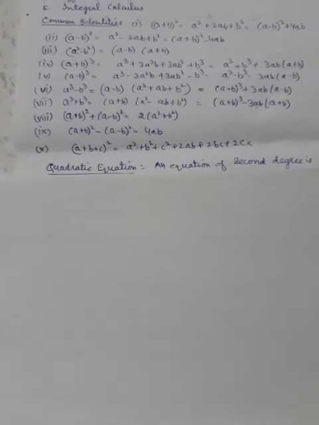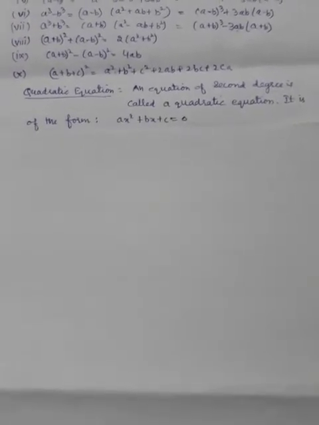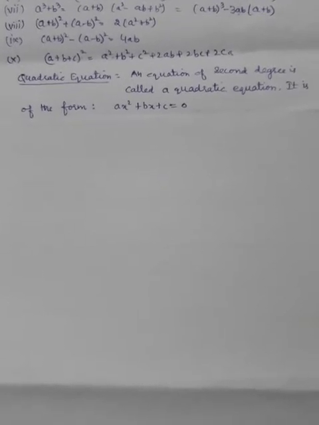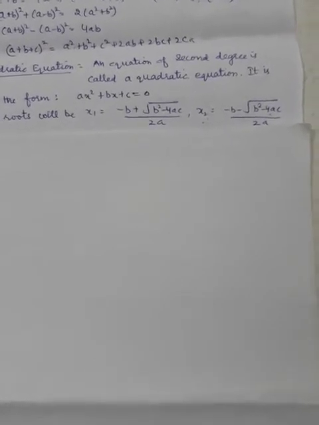Then the turn comes for the quadratic equation. As you know, a quadratic equation is a second degree equation, and it is written in the form ax square plus bx plus c, and its roots are given by the formula x1 is equal to minus b plus under root of b square minus 4ac upon 2a, and x2 is equal to minus b minus square root of b square minus 4ac upon 2a. Up to here you have studied in your class 10th.